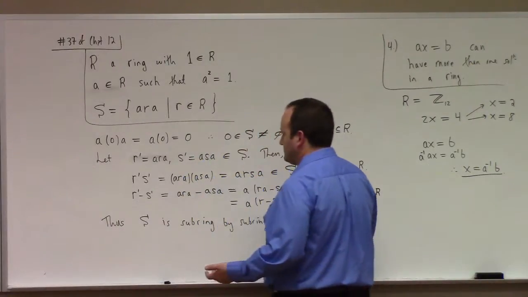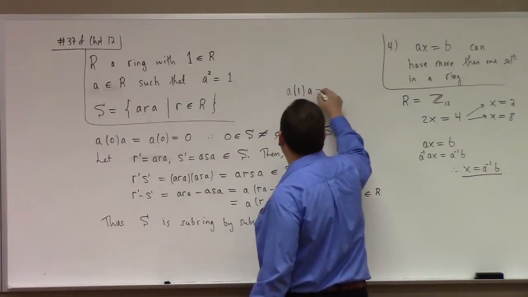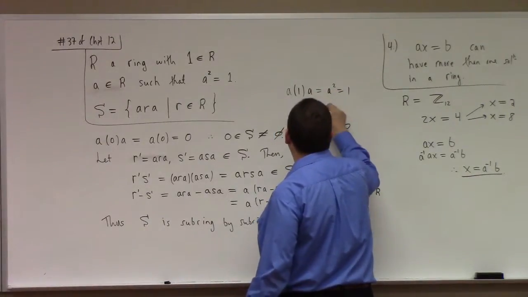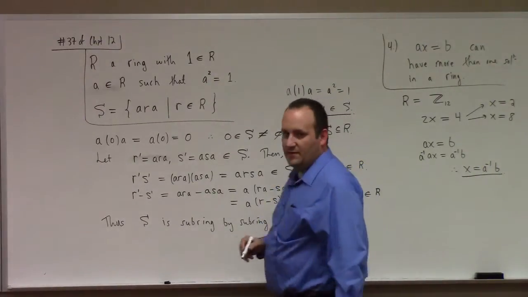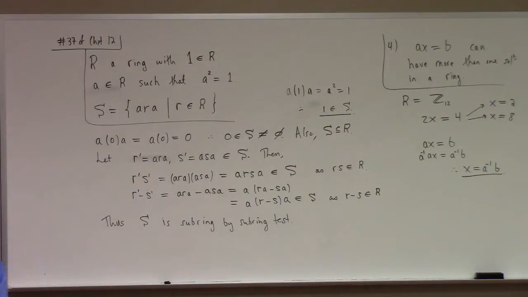A times 1 times A is just A squared. Oh, A times 1 times A is equal to A squared. It's equal to 1. So therefore, 1 is an element of S. Yeah, there you go. Okay, very good. So ambiguity vanquished. The subring is unital, and it also has the same unity as it happens.